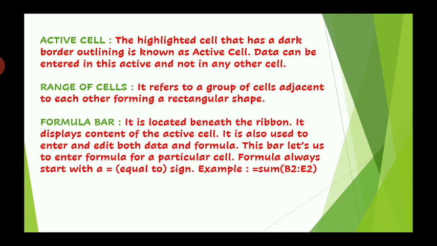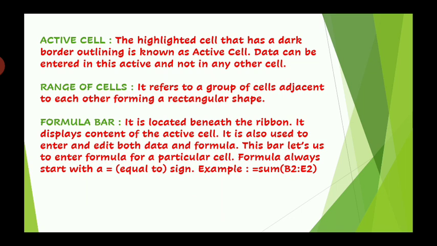Formula bar. Now this is the place where we generally type the formula. It is located just below the ribbon. It displays contents of the active cell, and it is also used to enter and edit. Edit means you can change both data and formula. So this bar lets us enter formula for a particular cell. If you enter text or numbers in the cell, it will be displayed on the formula bar. So generally formula bar is used to write formula.